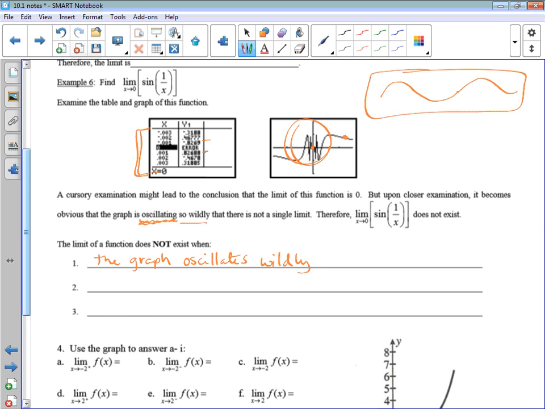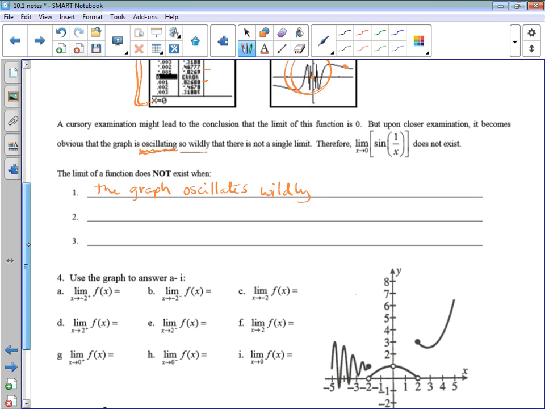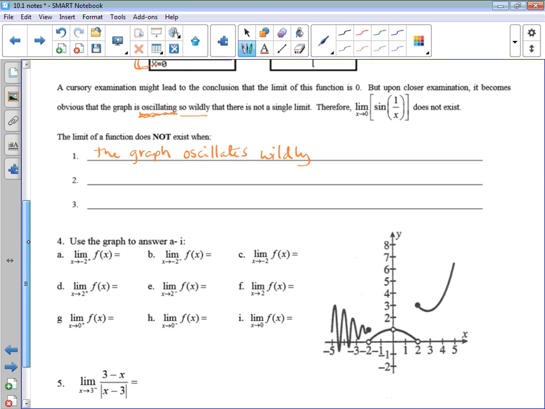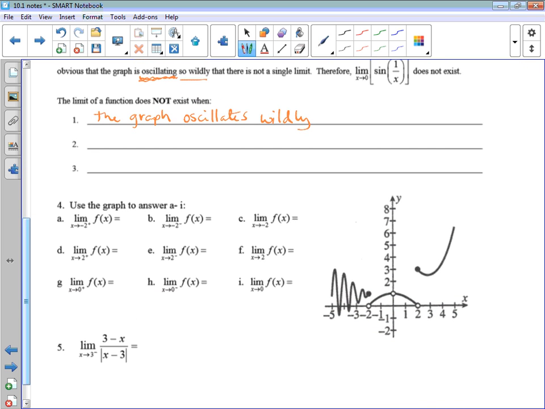We'll get there. We have to get through our three reasons. What do you think might be another reason that we would say the limit does not exist? We covered both. So when the left and right hand limits are not equal. And then I think Elizabeth said the third one, when we have an asymptote.